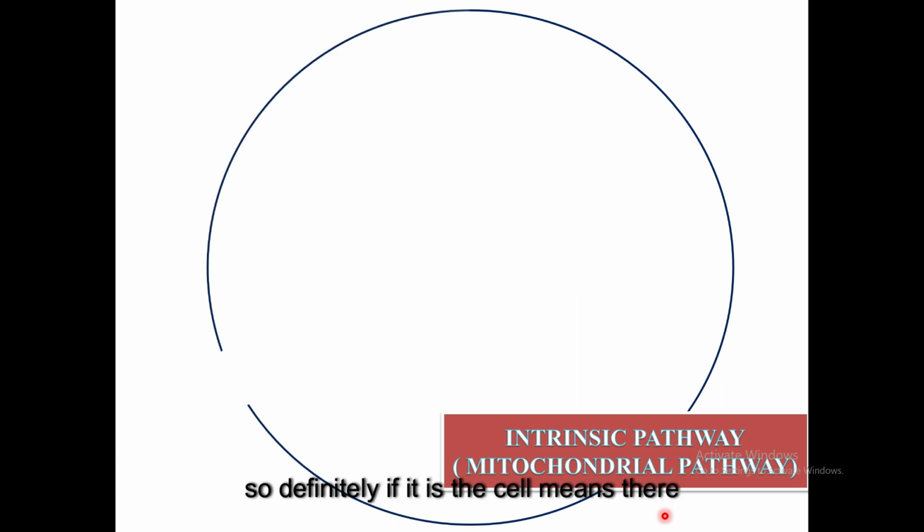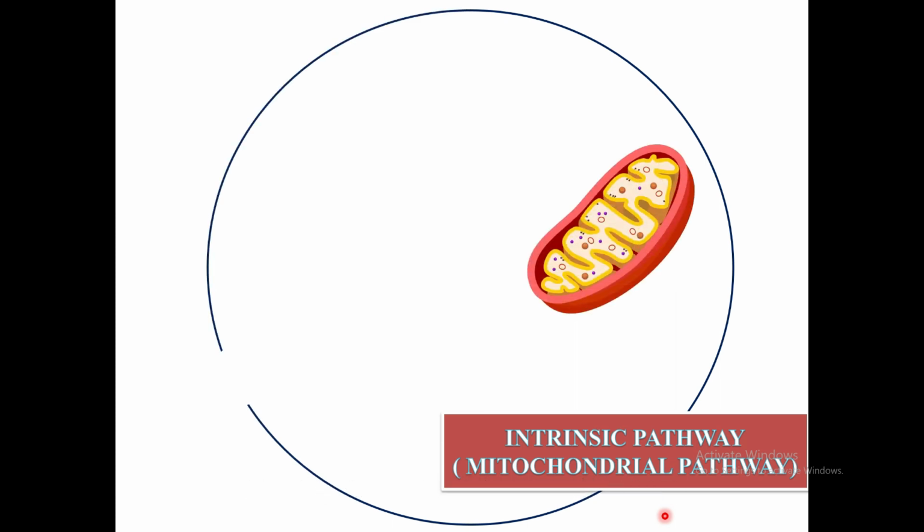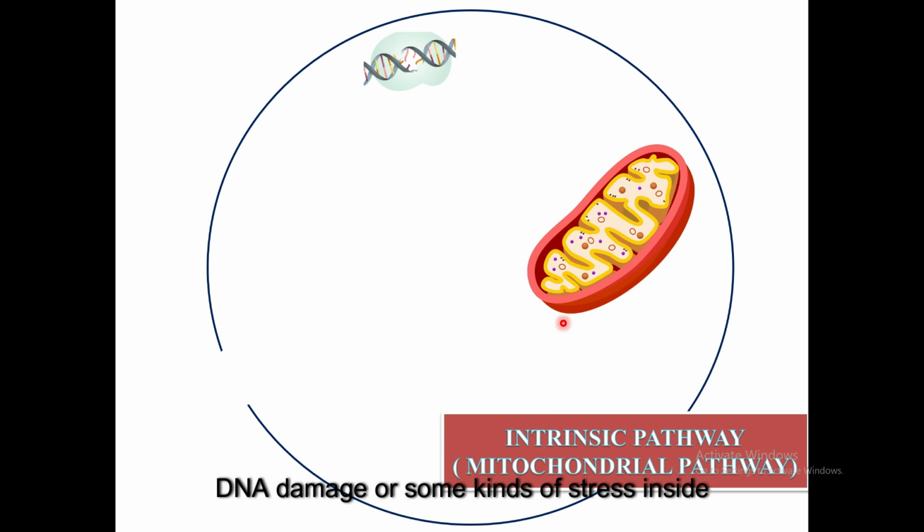Let's take an example. This is one kind of cell. Definitely, if it is a cell, there should be a mitochondria, and we have said that the intrinsic pathway mainly targets the mitochondria. So this is a mitochondria, which you can see in the figure on my screen. Let's assume there is DNA damage or some kind of stress inside the cell. Since it is an intrinsic pathway, the signal will be generated from inside the cell.